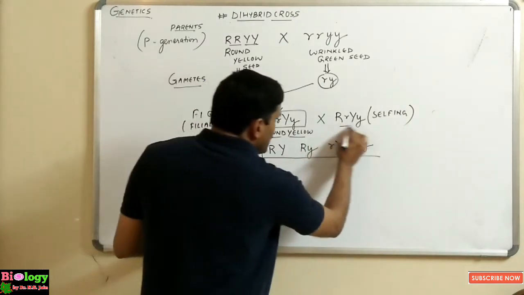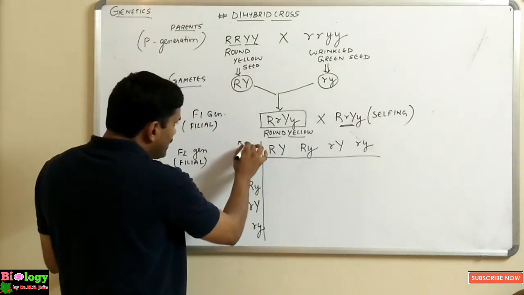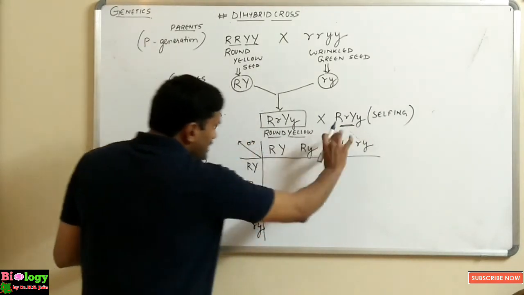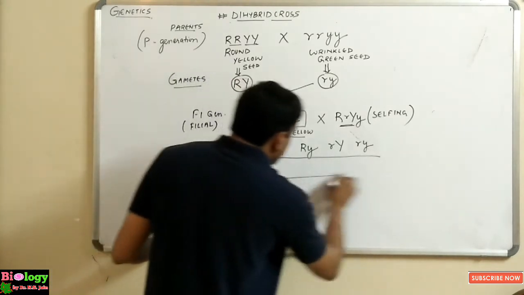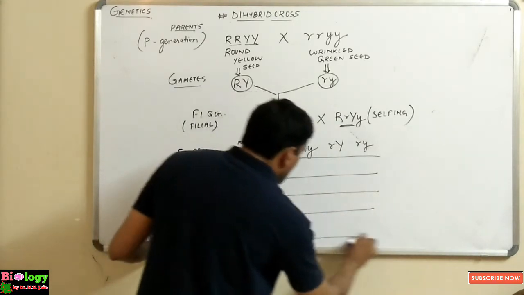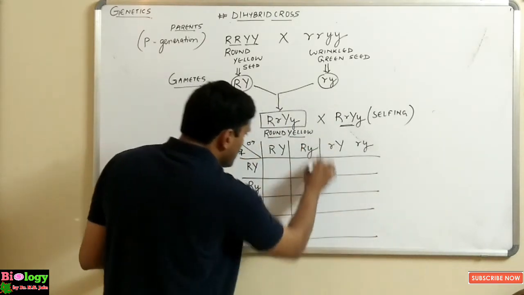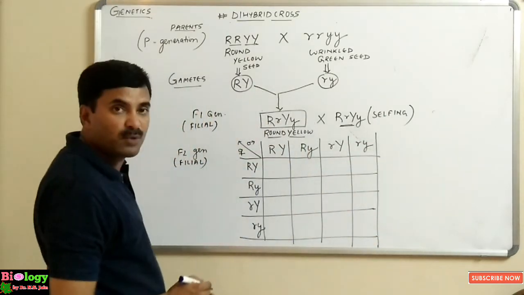The same gametes. Here also the same type of gametes are formed. We write the male gametes on this side and the female gametes on this side. You can see that a checkerboard is formed of 16 boxes. Now see here, I made a checkerboard and now I am crossing it.